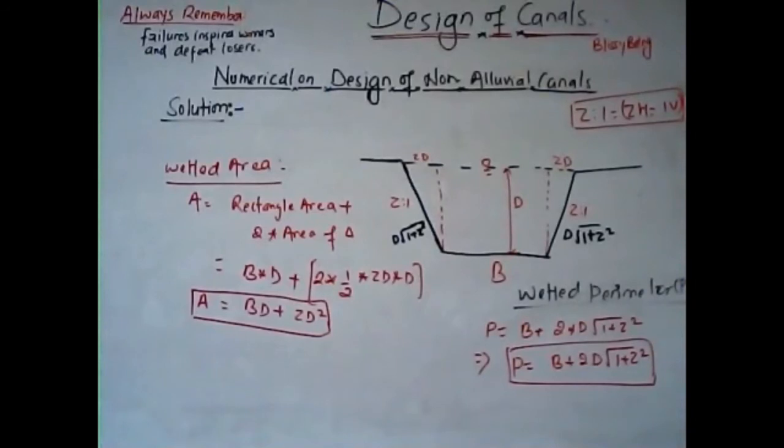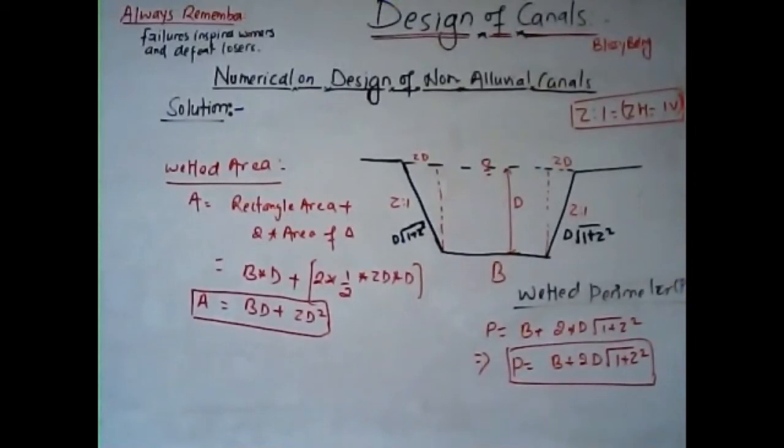If we add the two inclined portions, then we'll obtain the value of the weighted parameter. You can use the Pythagoras theorem and easily obtain that this hypotenuse is D times root of 1 plus Z square. This D times root of 1 plus Z square is on both sides of this trapezoidal section. So the total weighted parameter is P equals B plus 2D root of 1 plus Z square.